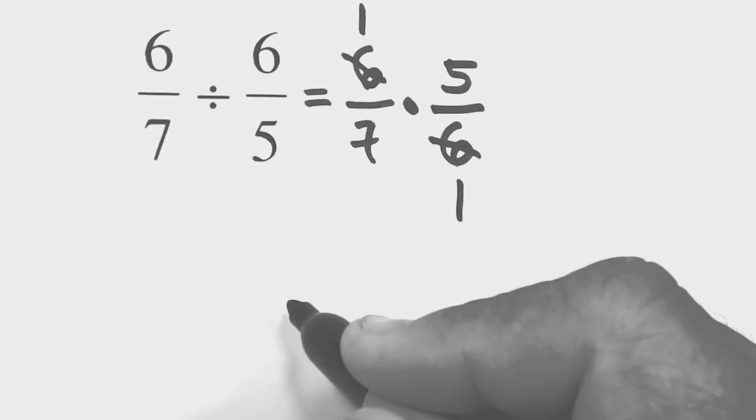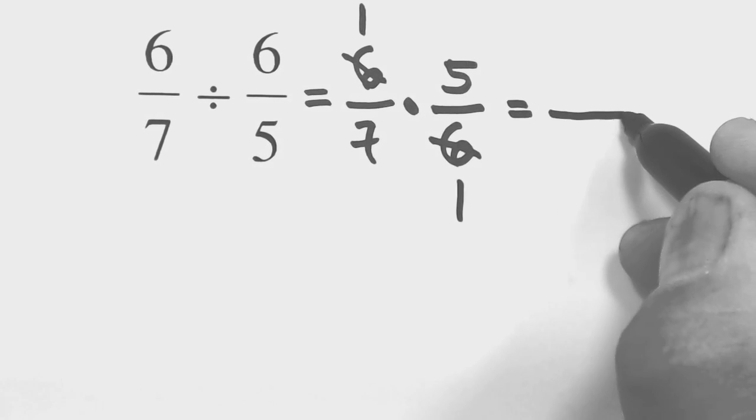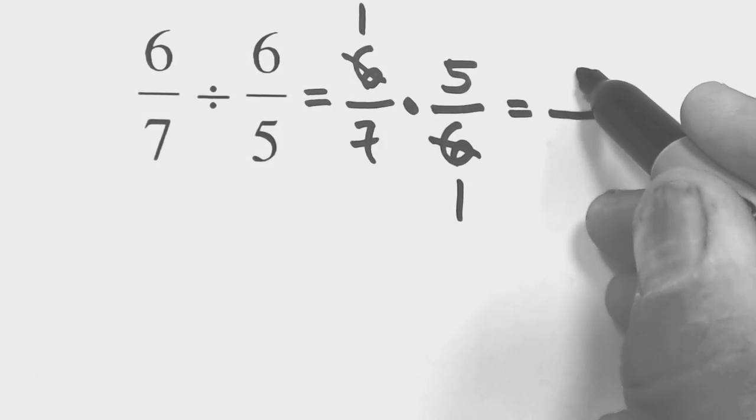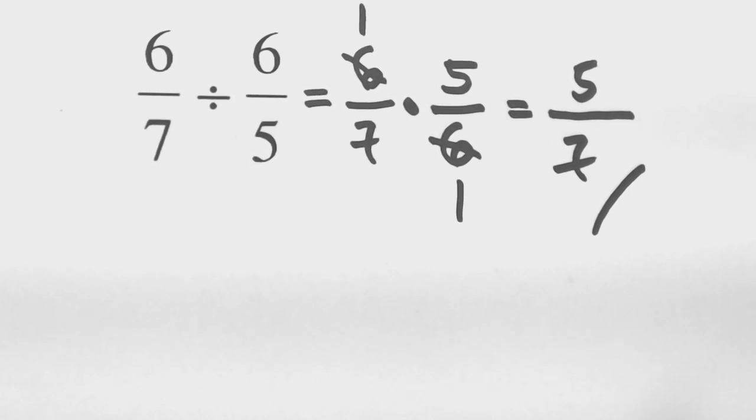The 5 and 7 don't have anything in common. So now we can simply just multiply these together. 1 times 5 is 5. 7 times 1 is 7. And 5/7 is then our final answer.